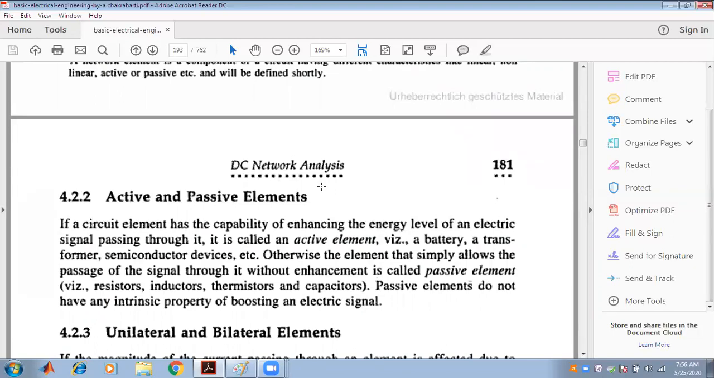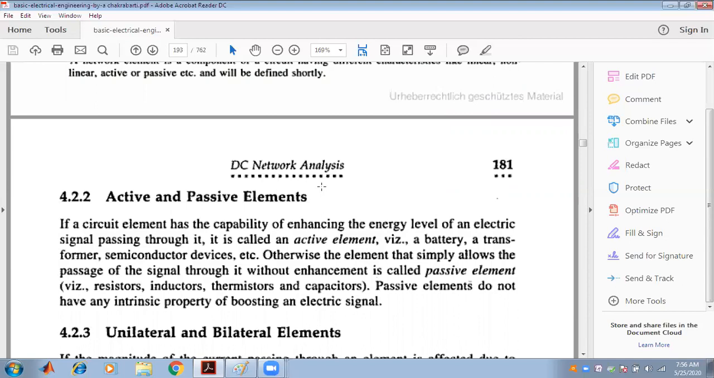That is resistors, inductors, thermistors, and capacitors. Passive elements do not have any intrinsic property of boosting an electrical signal. So the active elements have the property of boosting the electrical signal. We know transformers are generally used to step up or step down the voltage, along with the battery also. That is why they are called active elements.